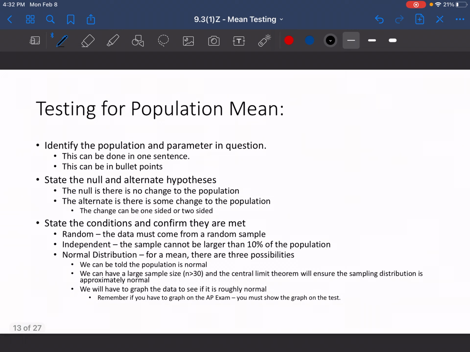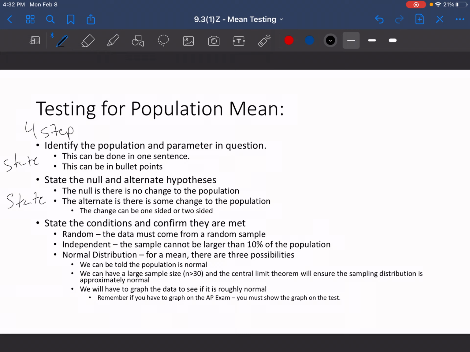So if we were going to actually perform the significance test on this, we have to do pretty much the exact same thing. We have to state the four-step process again. I'm actually going to erase that real fast. We need to state right here. So we need to identify the population and parameter in question. We also need to state right here. We need to state the null and alternate hypotheses.